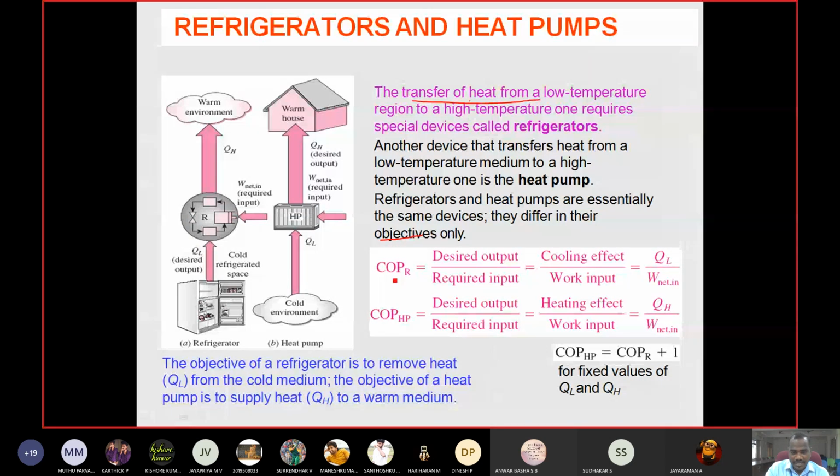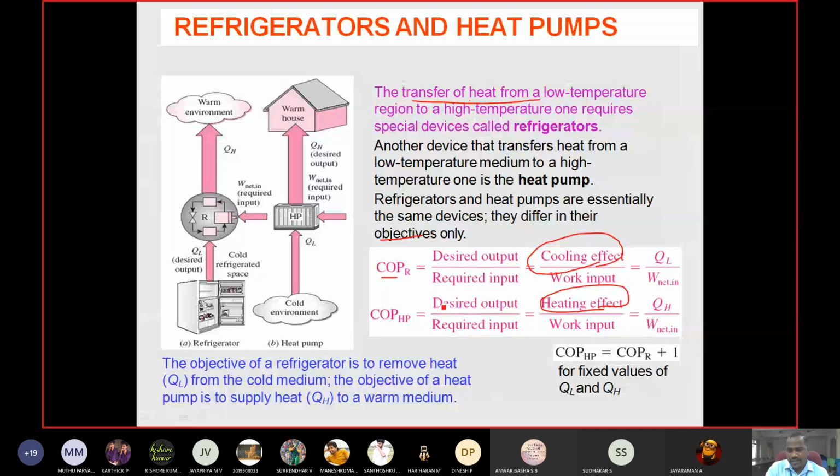So in refrigeration, the COP of refrigeration is the desired output by the required input. In refrigeration, the desired output is the cooling effect, so we have to get the cool. But in the case of a heat pump, the desired output is the heating effect. So the principle is the same, but the objective of these two is different. If you want a cooling effect, we go with refrigeration. If you want a heating effect, we go with the heat pump, right?